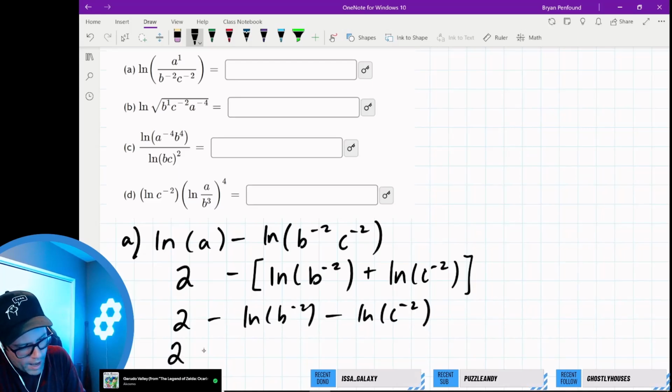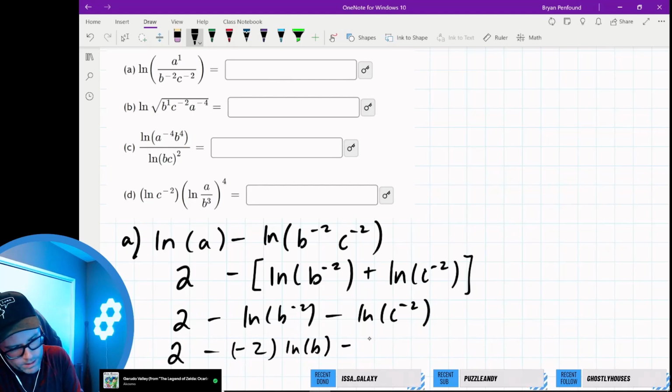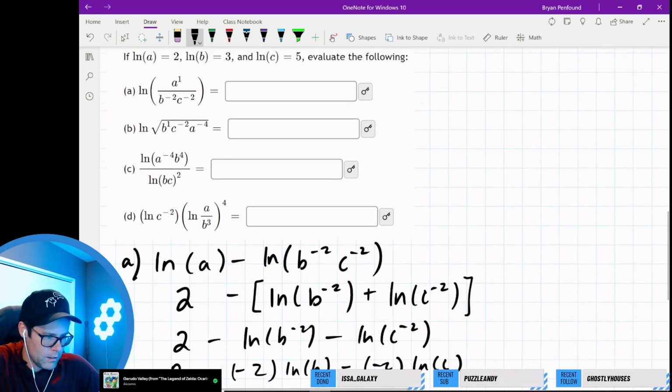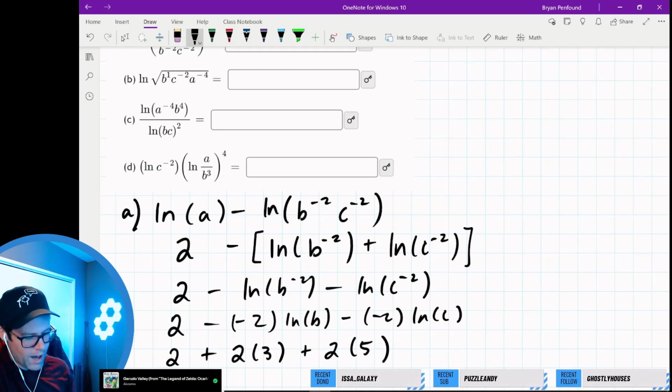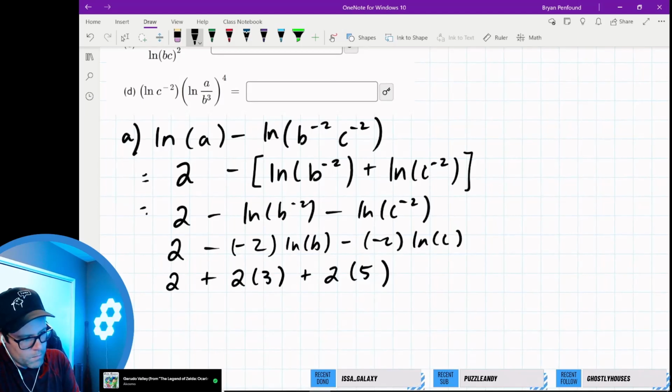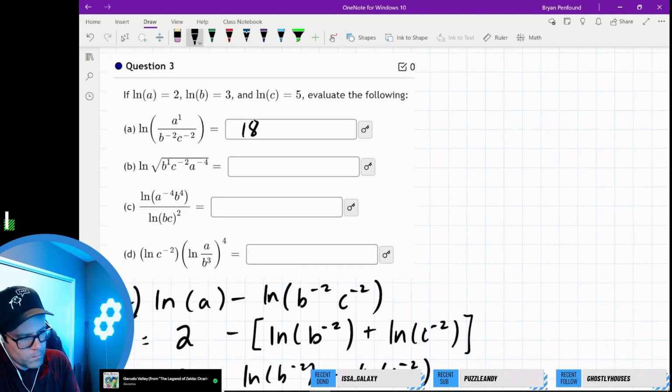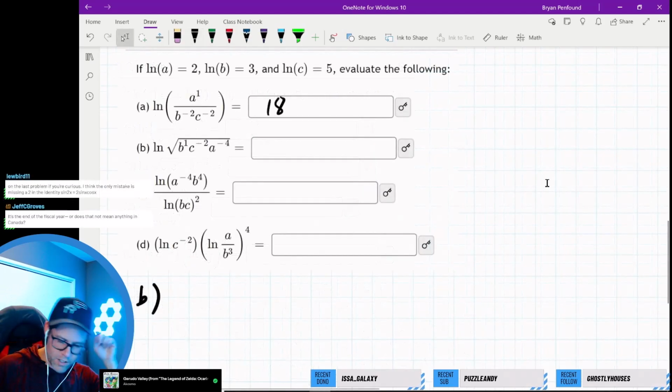And we're going to bring those powers down. So we're going to get negative 2 ln b, and then I guess a negative 2 ln c. So 3 and 5. So we get 2 plus 2 times 3 plus 2 times 5. So 2 plus 6 plus 10, so 18. So let's move into part B.